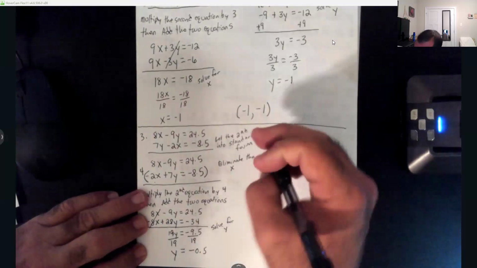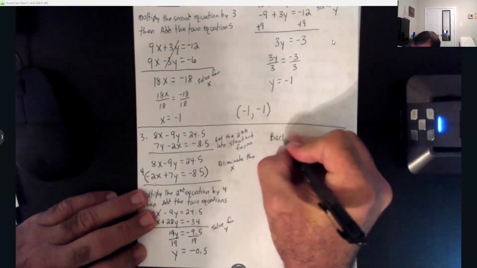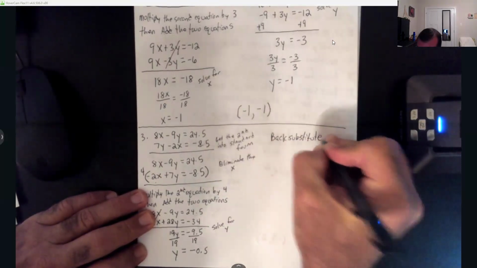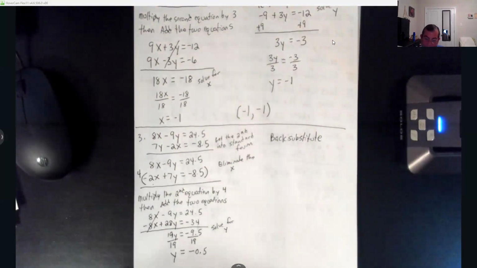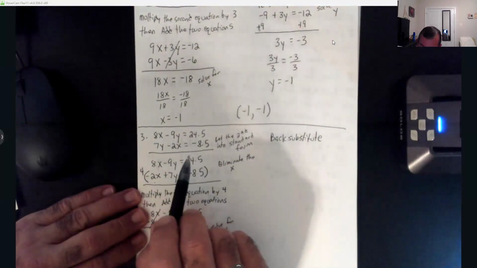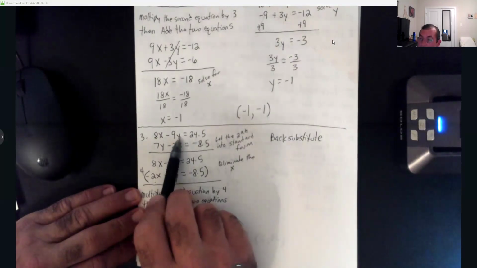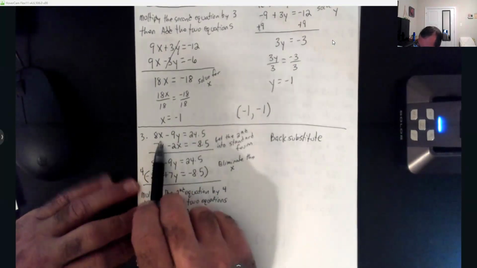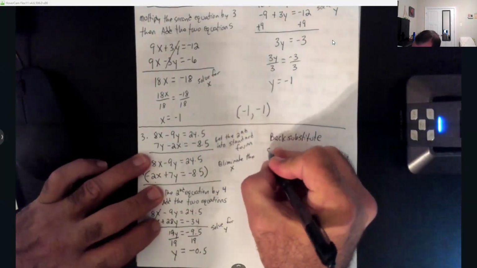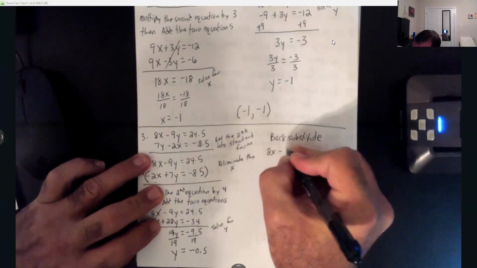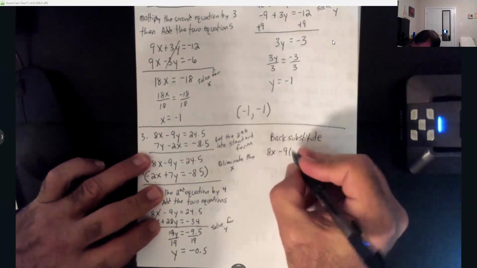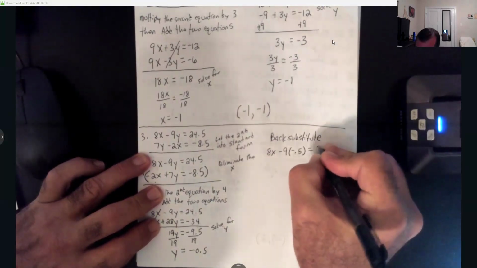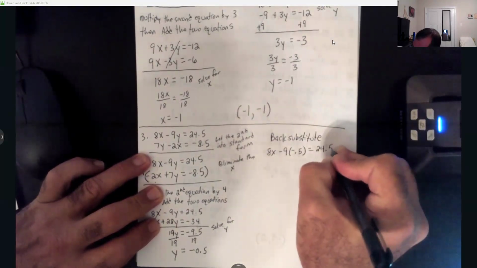But y'all, I know what y is. So now I come back and back substitute. So I'm going to put that -0.5 in for that y and solve it for the x. So I'll just use the first equation. I got 8x minus 9 times -0.5 equals 24.5.